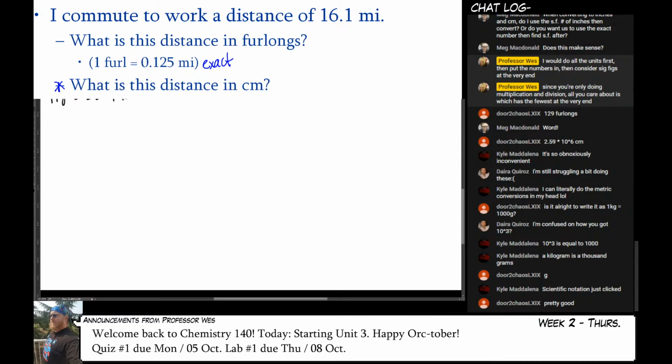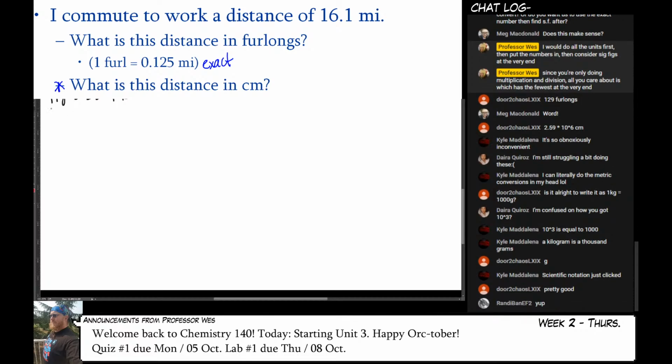All right, let's do 2 more. I commute to work 16.1 miles. I'm just going to do this so I know what to write below. And I want to turn miles into furlongs. And I gave you the conversion here. 1 furlong is 1/8 of a mile.